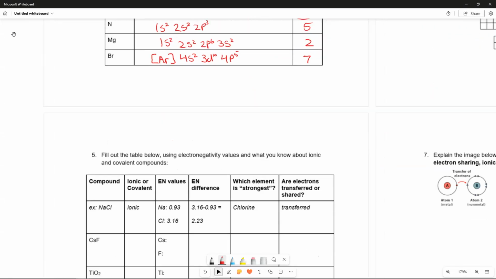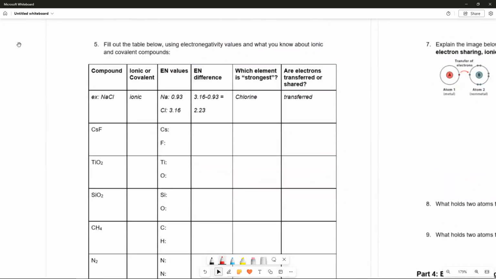All right. Let's take a look at 5. Fill out the table below using electronegativity values and what you know about ionic and covalent compounds. Alrighty, so you will have to do some online researching here.